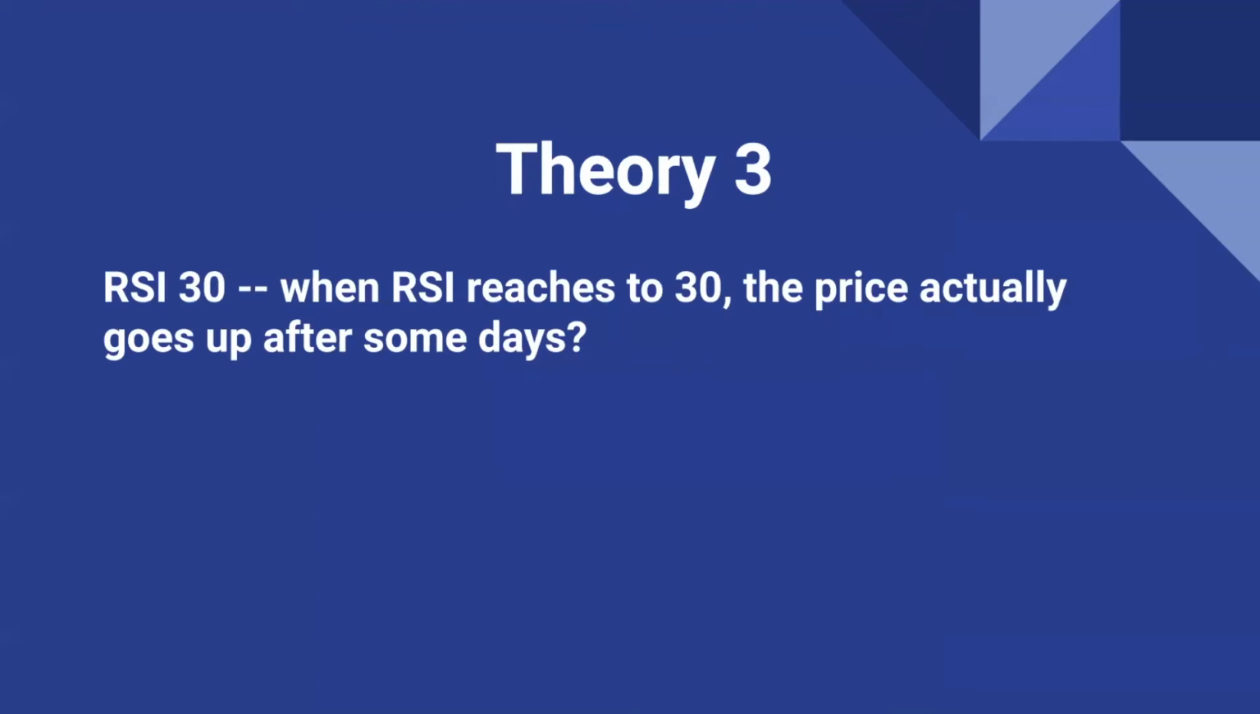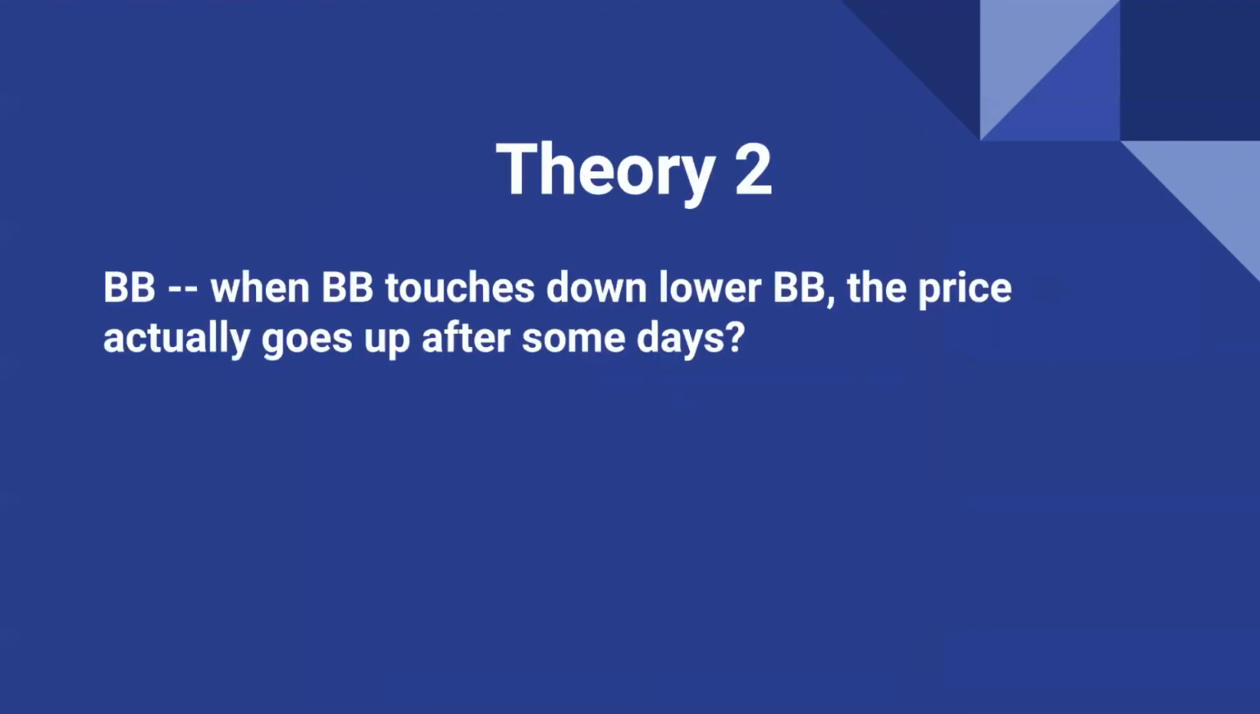Now let's go to today's theory. Today's theory is RSI 30. When the RSI reaches 30, the price actually goes up after some days. So that we will verify. By the way, the previous one, the Bollinger Band, is also similar. When the price touches the lower Bollinger Band, the price actually goes up after some days. This one we will also verify later.